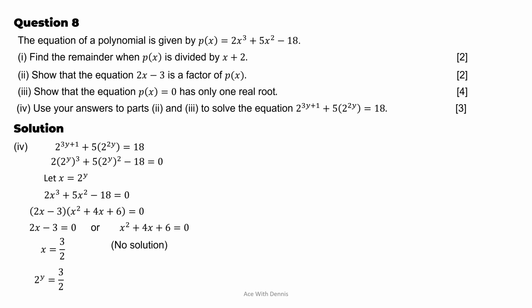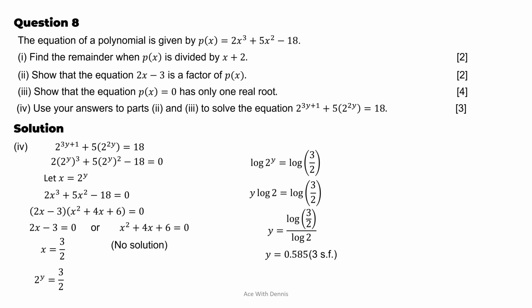We substitute back the x to be 2 to the power y equals 3 over 2. Then we log both sides, which we get log 2 to the power y equals log 3 over 2. We can bring the y to the front, then we get y log 2 equals log 3 over 2. So y will be log 3 over 2 over log 2. And the answer for y will be 0.585, rounded to 3 SF.